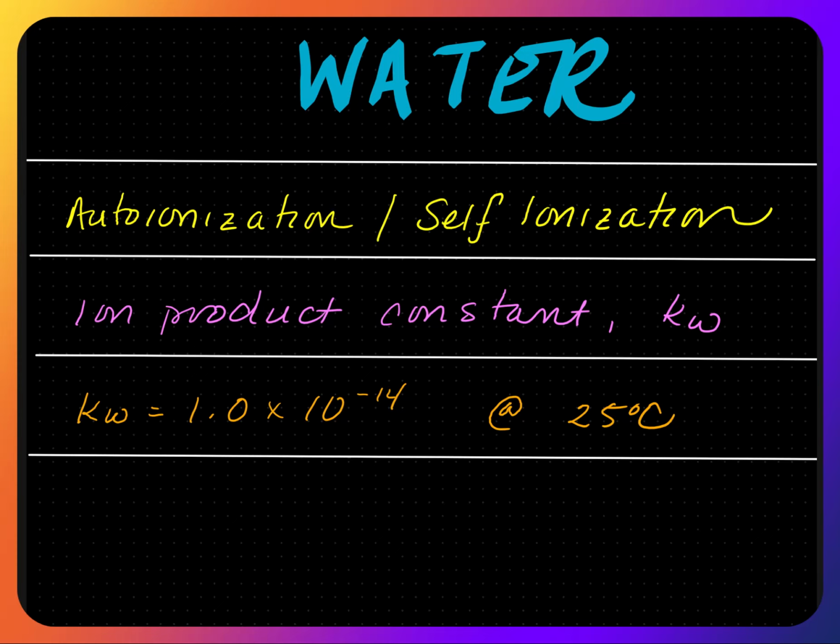The equilibrium constant for water, or ion product constant, is Kw. It is equal to 1.0 times 10 to the negative 14th at room temperature, or 25 degrees Celsius. You must memorize this constant. I will not provide this constant for you. The water constant at any other temperature I will provide.